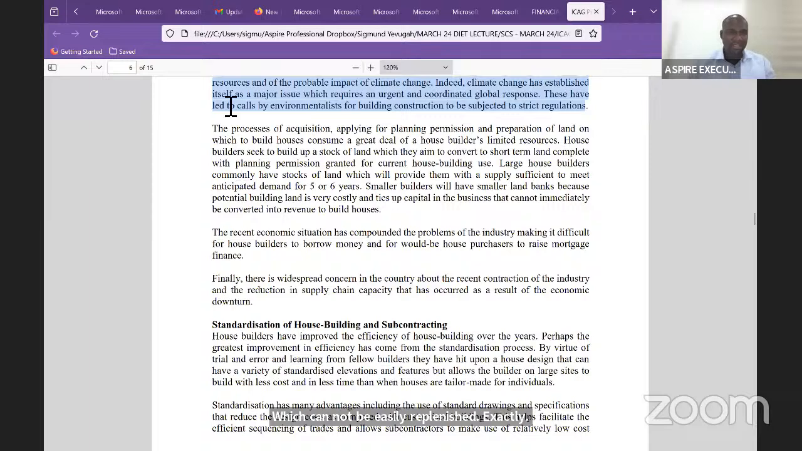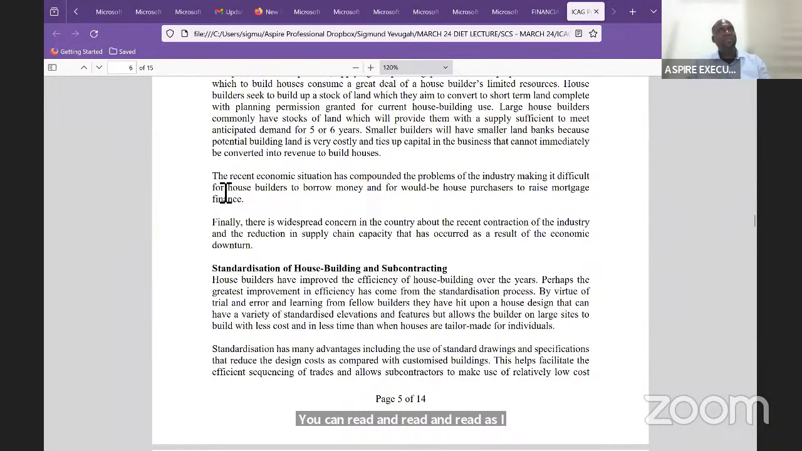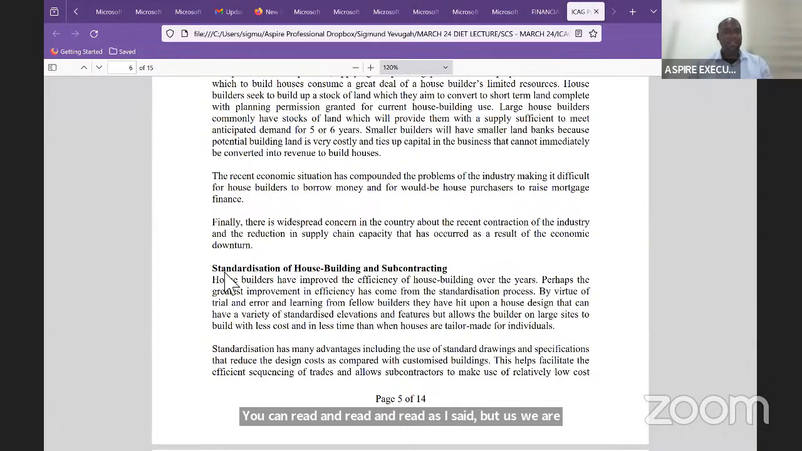So a lot has been stated here. You can read and read and read, as I said. But as you are reading, be thinking through how this information can connect with your knowledge when it comes to your environmental analysis, especially.